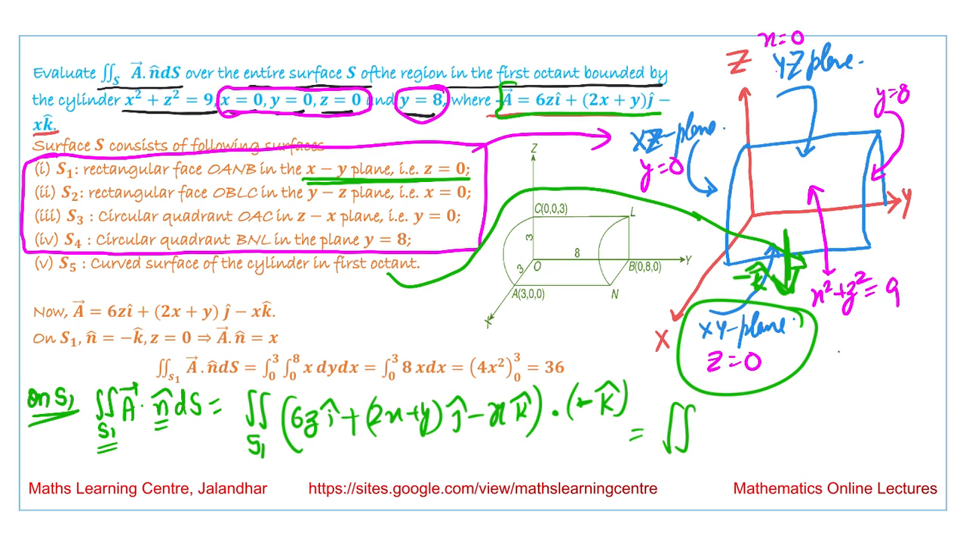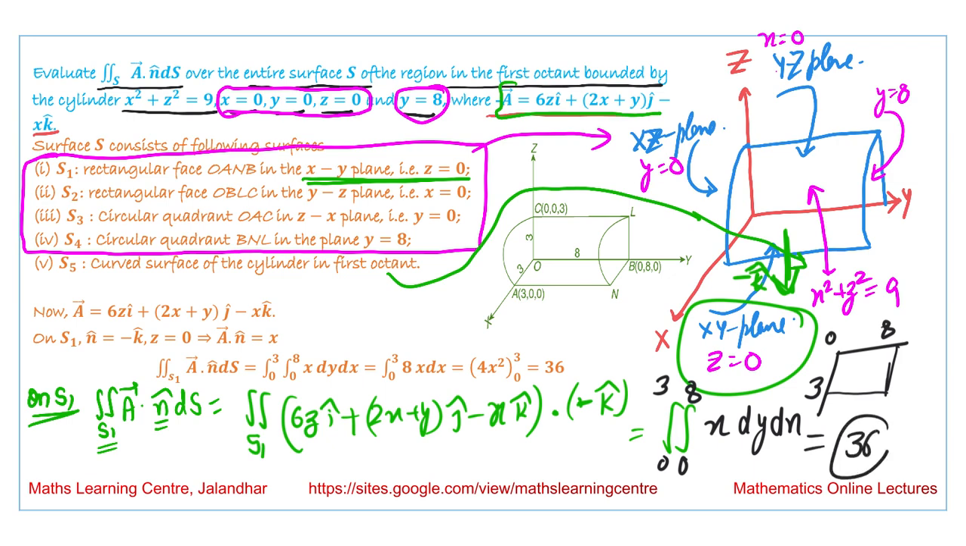Now this is the xy plane, and the projection of this figure in the xy plane will look like this. And the limits: first of all, after taking the dot product, we are left with x. Then in place of ds we have dy dx, the projection in the xy plane. Now y varies from 0 to 8, and x varies from 0 to 3. So when we integrate this, the answer we obtain is 36. So this is the value of the integral on the surface S1.